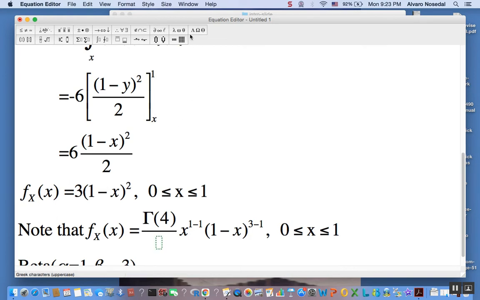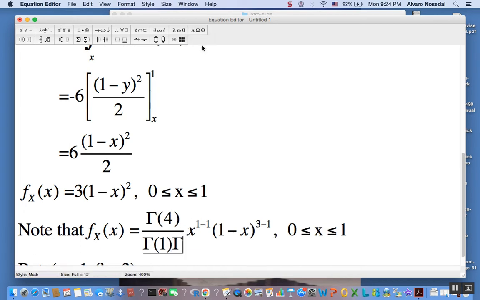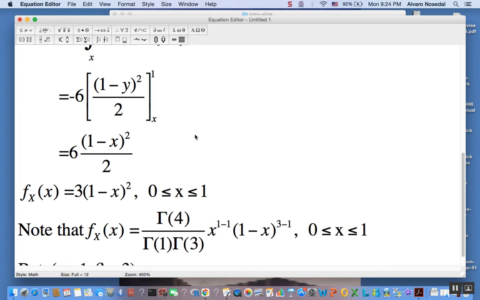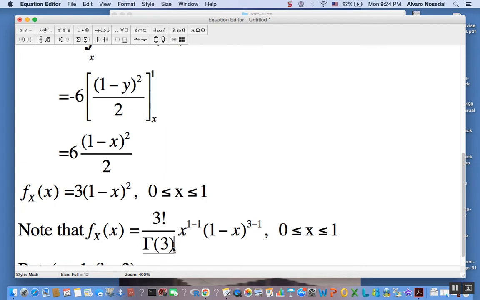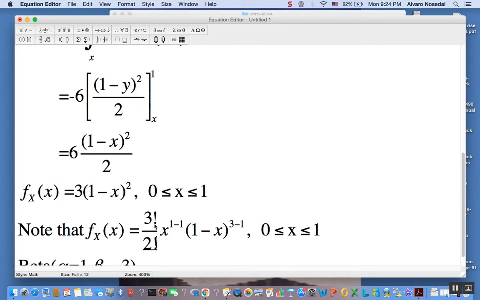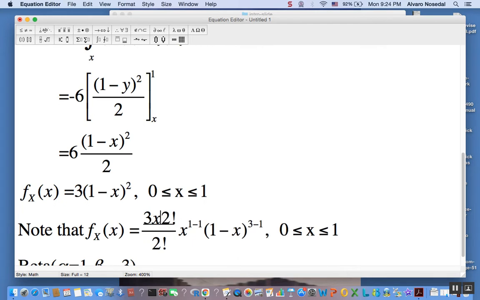divided by gamma evaluated at alpha, 1, and gamma function evaluated at beta. We know that gamma at 4 is the same as 3 factorial. Gamma at 1 is the same as 0 factorial, and 0 factorial is 1. And the gamma function evaluated at 3 is the same as 2 factorial. But 3 factorial is the same as 3 times 2 factorial. So the only one that is going to survive is that 3. So these two guys cancel out, that 2 factorial with that 2 factorial, so we only end up with that 3.